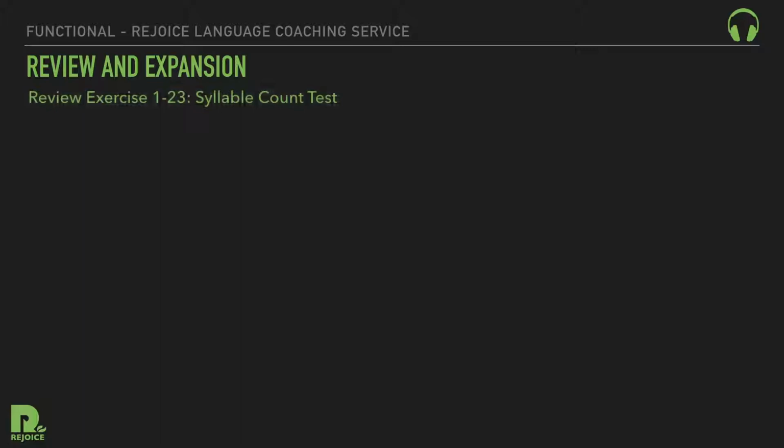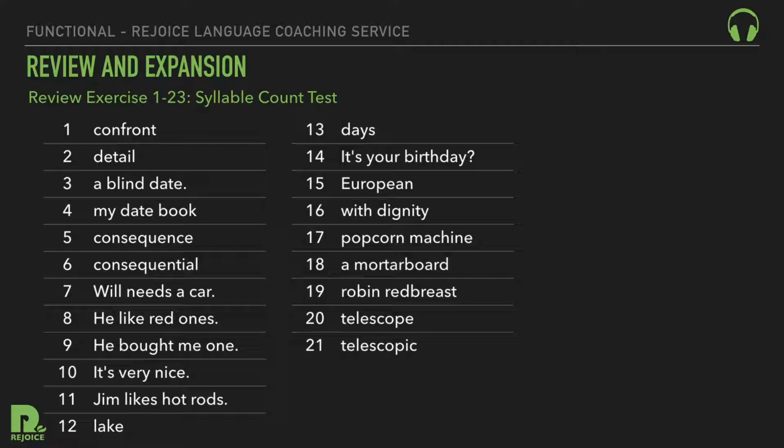Review exercise 123, syllable count test. Confront, detail, a blind date, my date book, consequence, consequential, Will needs a car, he likes red ones, he bought me one, it's very nice, Jim likes hot rods, lake, days, it's your birthday, European, with dignity, popcorn machine, a mortar board, robin redbreast, telescope, telescopic.